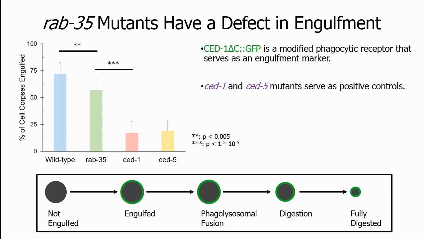And we used CED-1 and CED-5 mutants as positive controls because CED-1 and CED-5 represent the two major engulfment pathways in C. elegans. So if we knock out either CED-1 or CED-5, we expect a very large engulfment defect. And what we see is that in the RAB-35 loss-of-function mutants, there are significantly fewer cell corpses that are properly engulfed relative to wild type. Although it should be important to note that this effect is much more moderate compared to knocking out either CED-1 or CED-5.